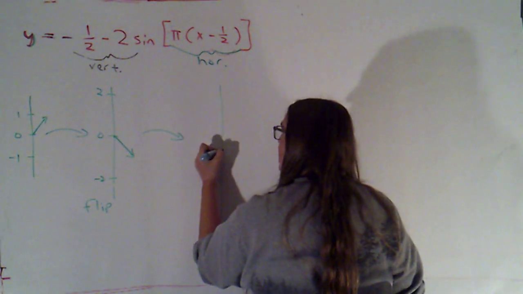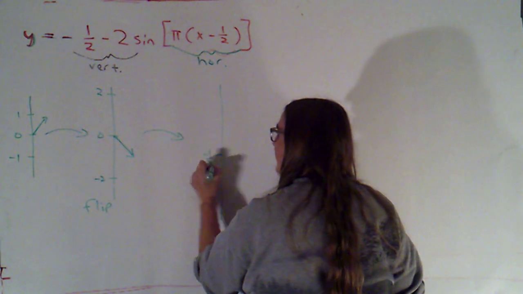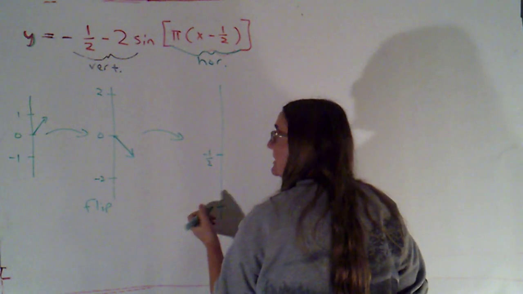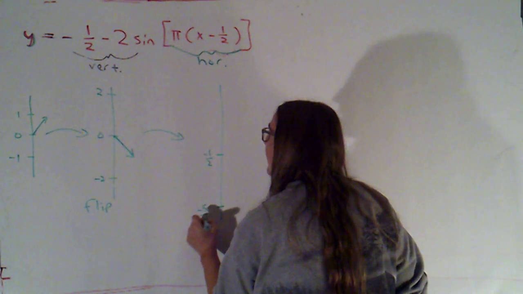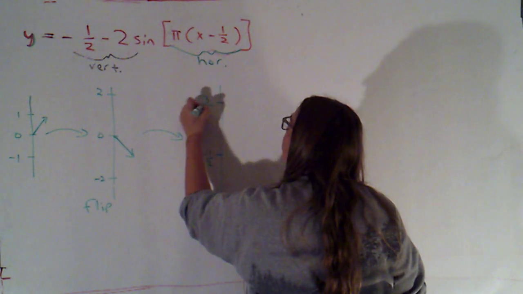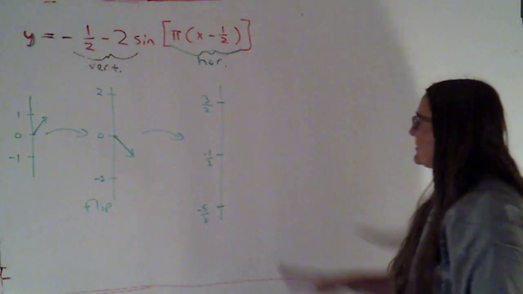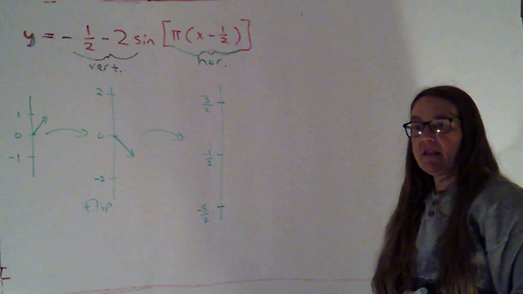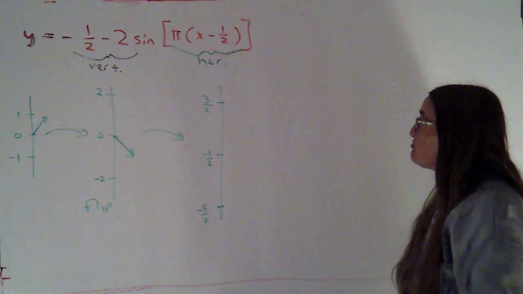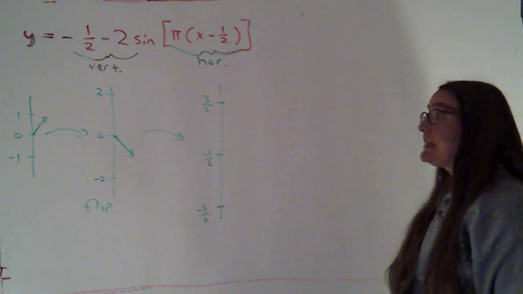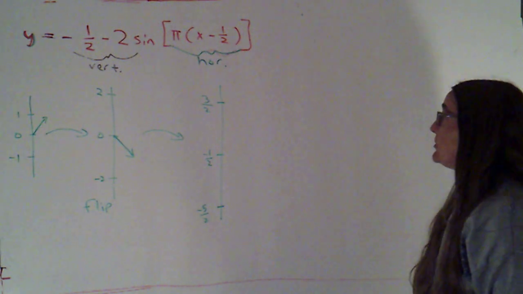So 0 will go down to -1/2. -2 will go down to -2.5 or -5/2. And 2 will go down to 1.5 or 3/2. So these are going to be the y values that we'll be plotting on our graph. Cool. Okay. So let's see if we can figure out the x values now.